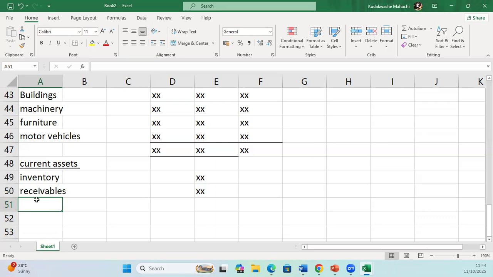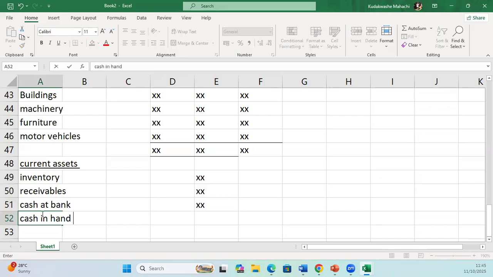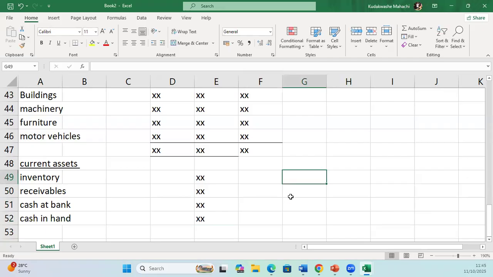The receivables are an asset. Besides the receivables, we also have cash at bank and cash in hand. So another asset is the cash at bank, and besides the cash at bank, we have cash in hand. So all these are assets.